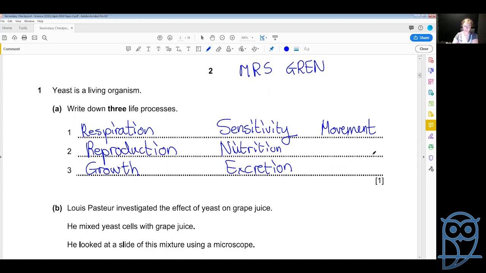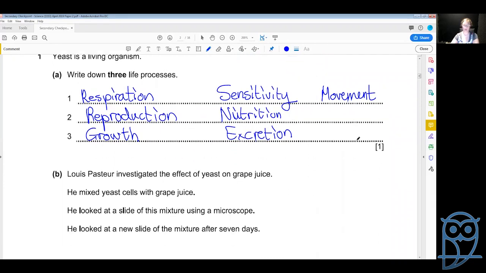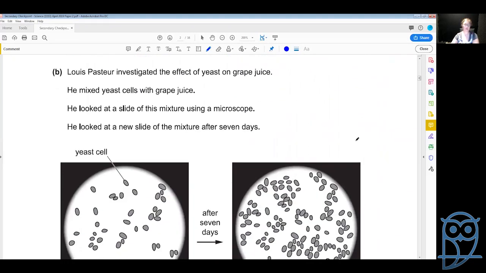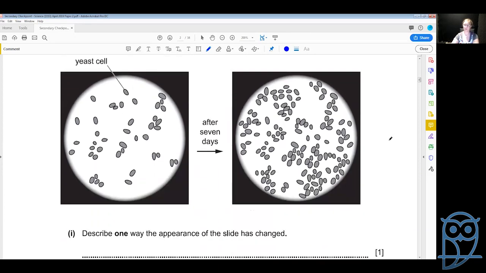Okay. So it only says write down 3, so you only need to write down 3. I wrote down 7 so that you guys know which ones. Okay, so Louis Pasteur investigated the effect of yeast on grape juice. He mixed yeast cells with grape juice, and then he looked at a slide of the mixture using a microscope. He looked at a new slide of the mixture after 7 days.